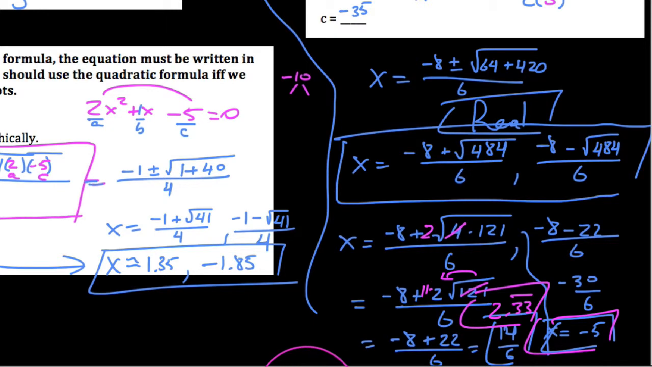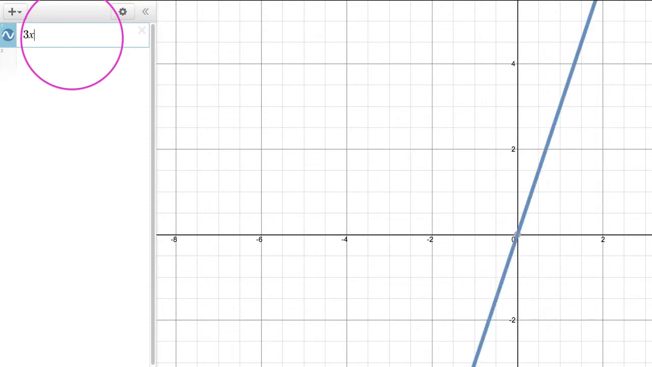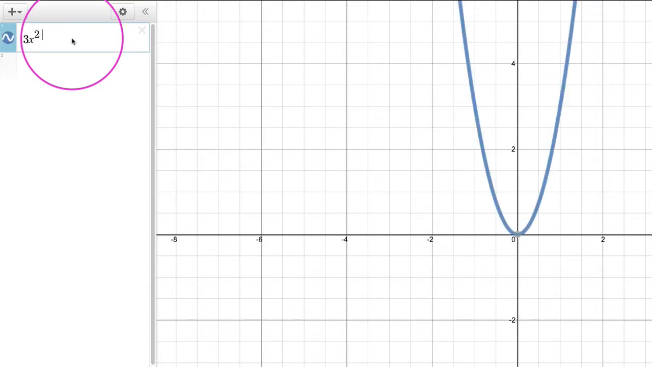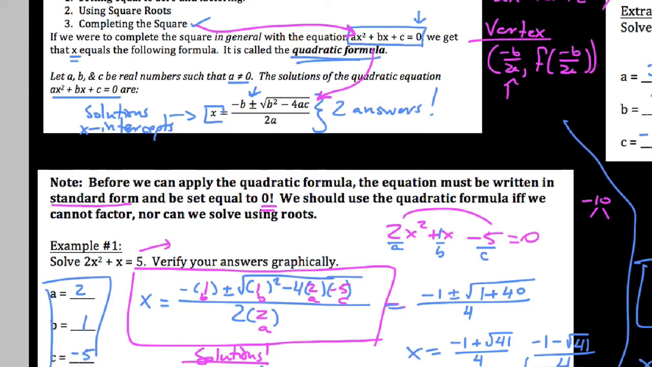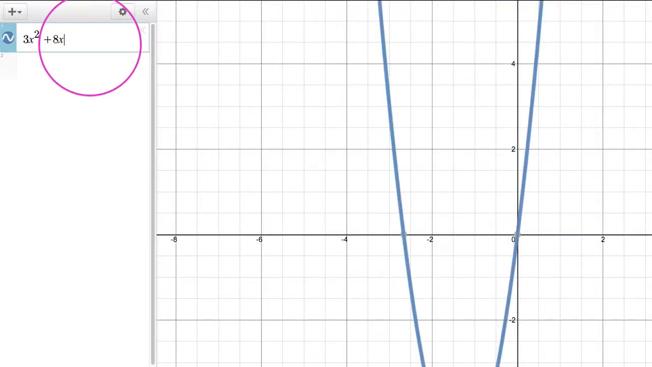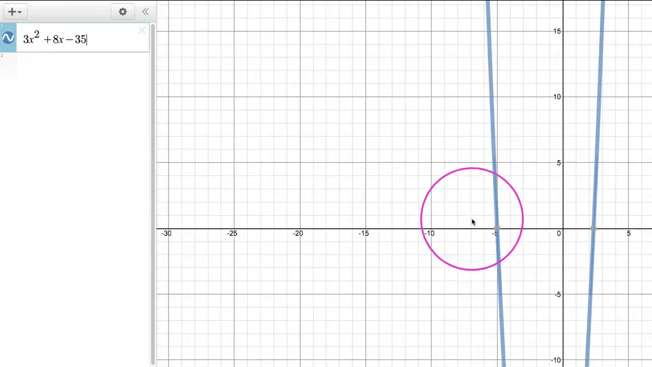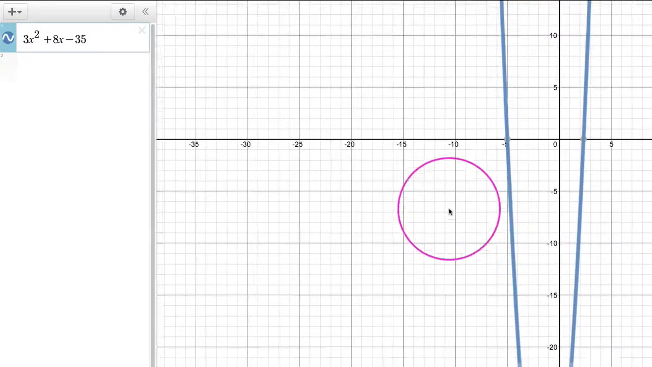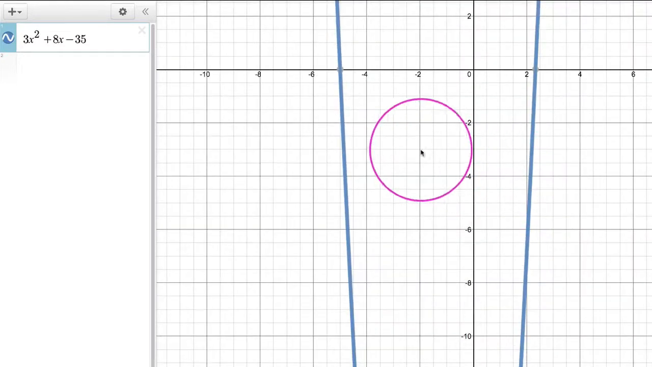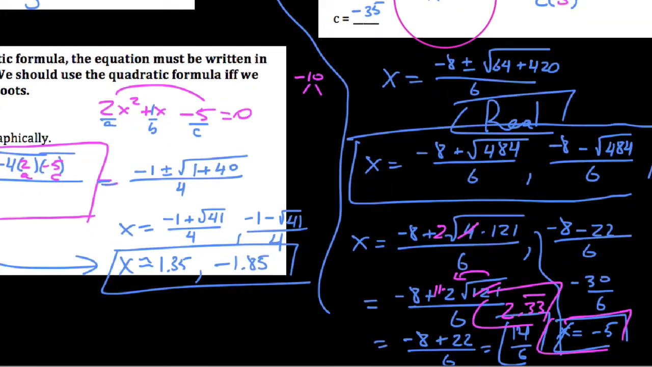So let's go ahead and graph this. We said, let's see, 3x squared plus 8x minus 35. So 3x squared, plus 8x minus 35. This is our parabola right here. So I can zoom out so that you can see that we have a parabola here that opens up. But really what I want us to see is we found two x-intercepts, and one of them was negative 5, and the other one was simply 2.33, which were supported by the quadratic formula.